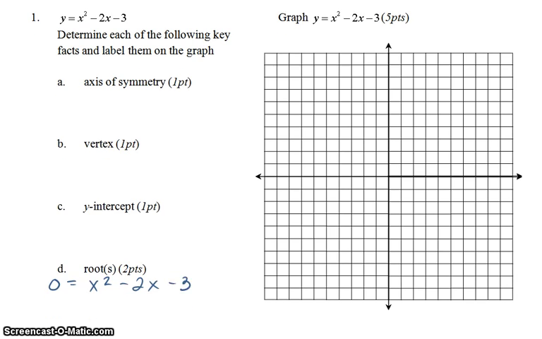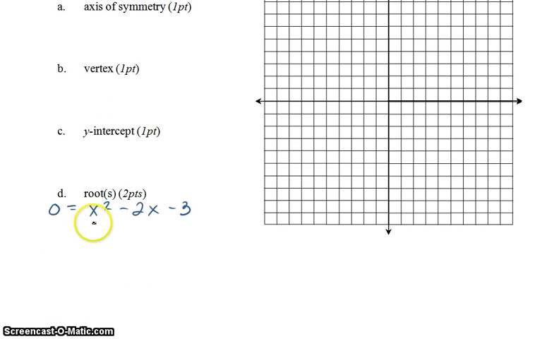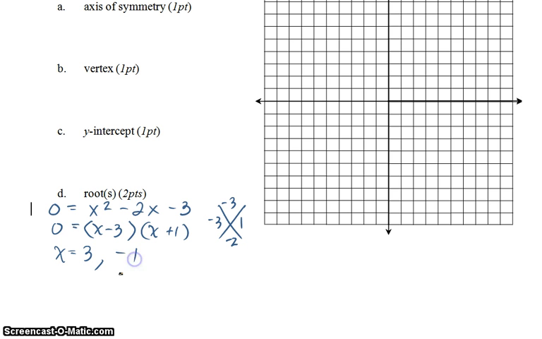And we're going to go ahead and factor, and I'll just scroll down so I have some room. So this factors into x minus 3 and x plus 1 equals 0. We solve those. x is 3 or negative 1. Now the roots are ordered pairs, and at the start we let y be 0. So we have our ordered pairs (3, 0) and (negative 1, 0).